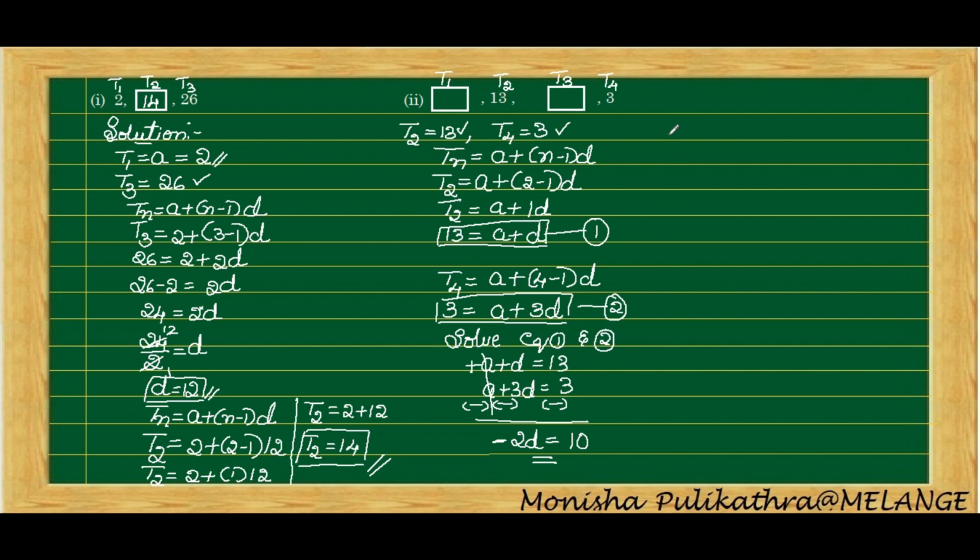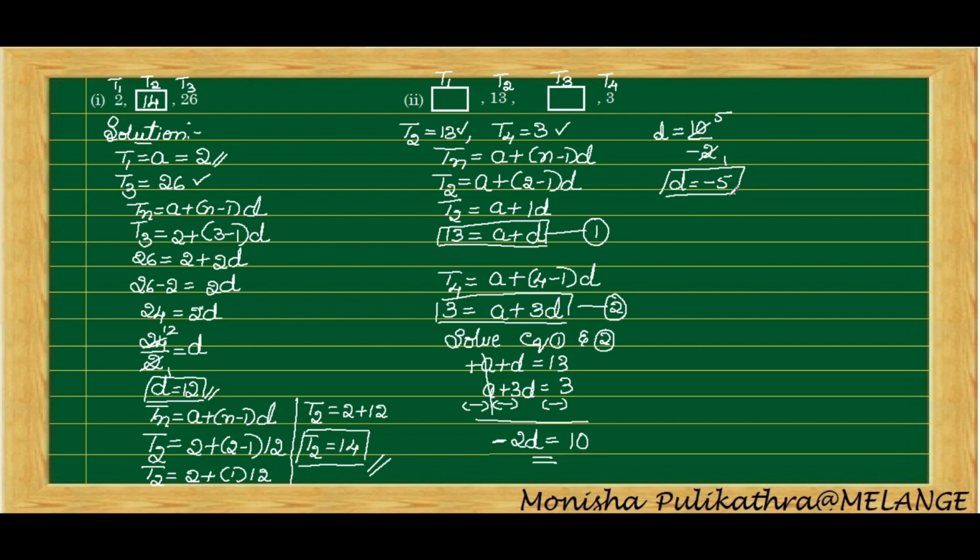In the next step, we need to write D is equal to 10 divided by minus 2. So we need to divide 10 by minus 2. Here what happens? 2 ones are 2, 2 fives are 10. So here the value for D will be minus 5. Since it is minus 2, when we divide it, it will become minus 5. So we got the value for D. So this is not the answer. We need to get the value for A also.